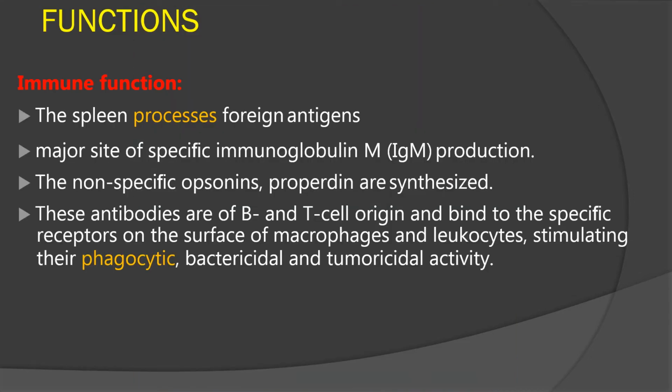Coming to the functions of spleen. There are immune functions. The spleen processes foreign antigens. Major site of specific immunoglobulin M production is the spleen. The non-specific opsonins, properdin, are synthesized. These antibodies are of B and T cell origin and bind to the specific receptors on the surface of macrophages and leukocytes, stimulating their phagocytic, bactericidal and tumoricidal activity.